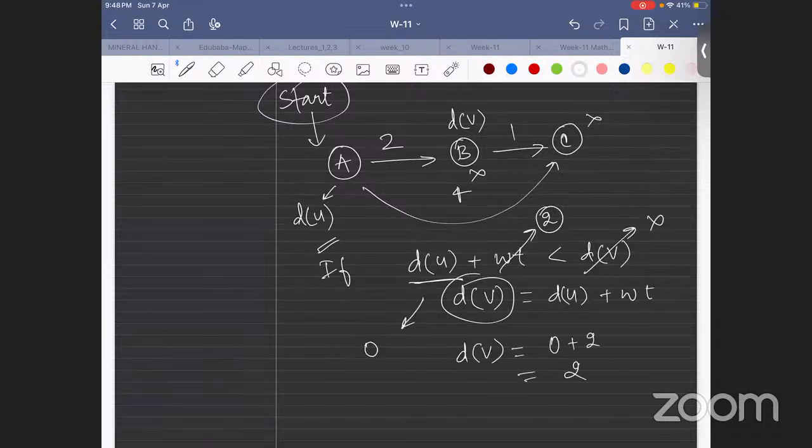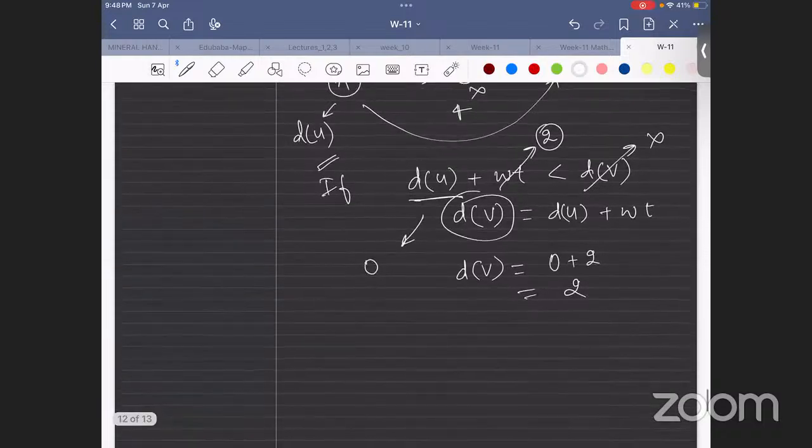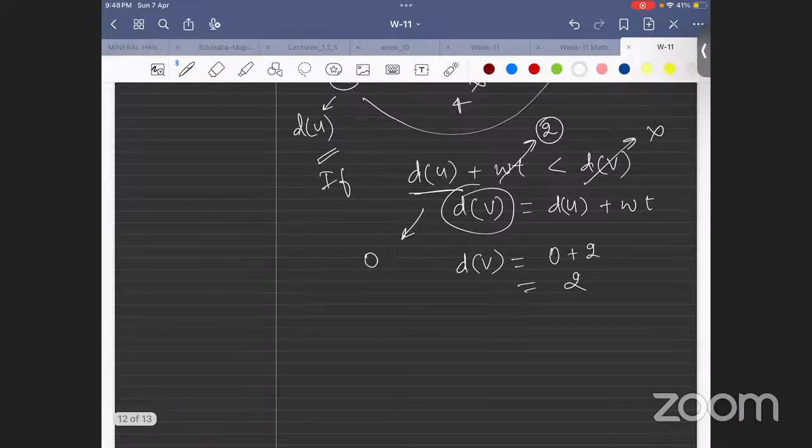For example, this is a unit of minutes only. So it will take 2 minutes to reach from A to B, right? So from A to B, you can see that the shortest path is A to B, and the time that it is taking is 2, right? Now you can think of A to C. How will you start with A to C? How will you do that?